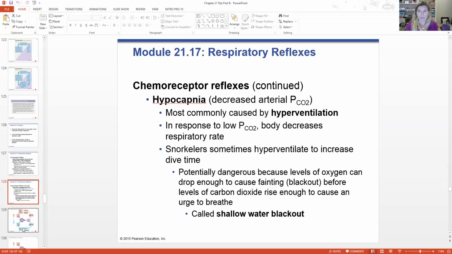So a fairly common thing, especially if you are a snorkeler, if you've ever done any group snorkels. I like to call myself a professional snorkeler, but I'm really not. I just like to look at fish.